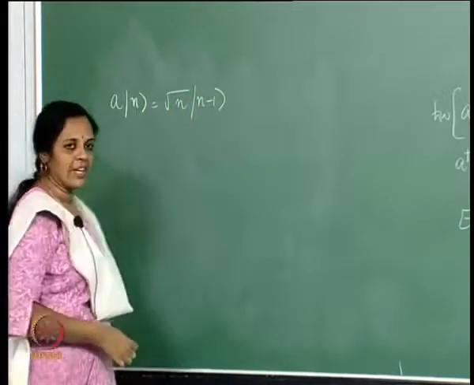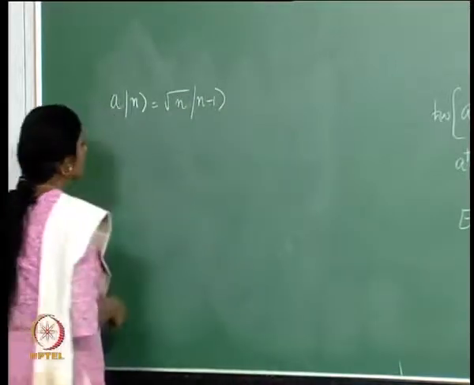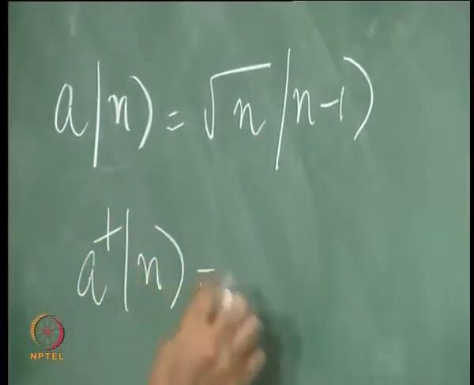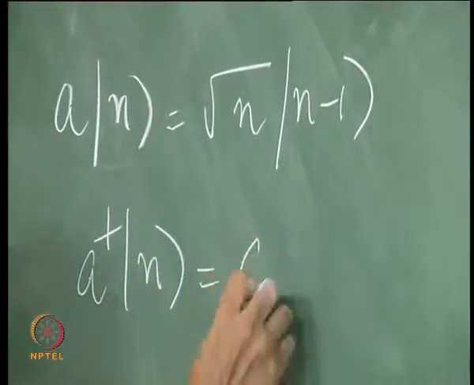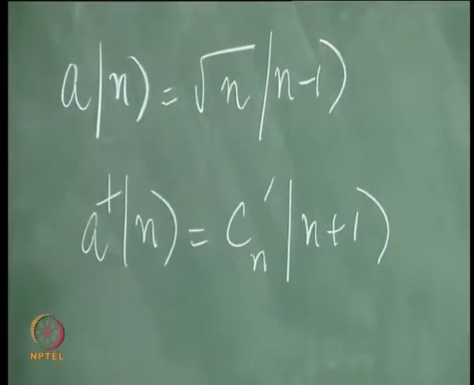This is the equation that I have. A acts on ket n to give me root n ket n minus 1. Similarly, what does A dagger do? A dagger acts on ket n to take it to some C_n' ket n plus 1, where C_n' is in general a complex number.